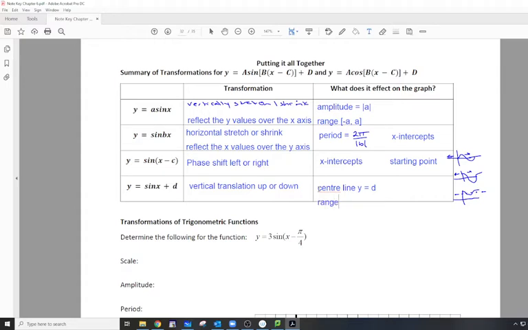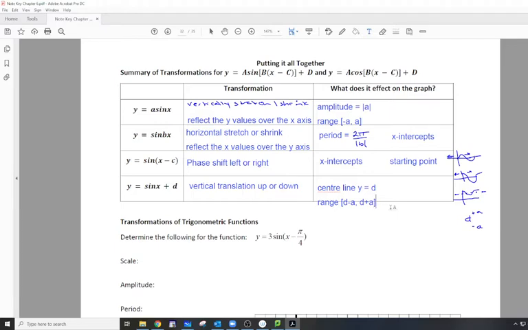So then for your range, how does it affect the range? Well, if your center line's d, let's just go back to the pen. If my center line is here at d, you can go up your amplitude and you can go down your amplitude from there. So to talk about range, we talk about it in relationship to that center line. Your minimum point is going to be from your center line down your amplitude, so d minus a, and then your maximum point is going to be from your center line up, so d plus a. And that is going to be the range of your graph.